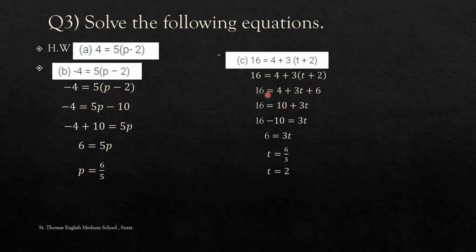Now 10, if it goes here, becomes minus 10. So 16 minus 10 is equal to 3t. 16 minus 10, we can write the 6 is equal to 3t. So t is equal to 6 divided by 3. Now we can cut, 3 ones are 3 and here 3 twos are 6. So what is the value of t? t is equal to 2.